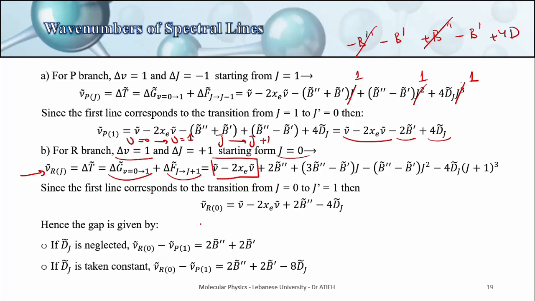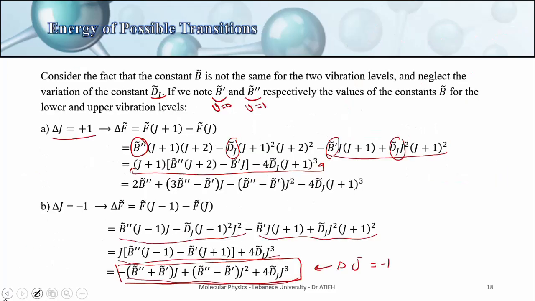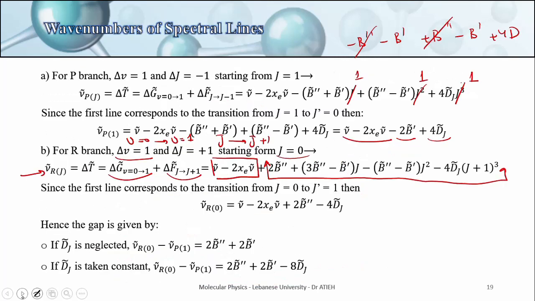It's the same as always, nu bar minus 2xe nu bar. And this is the rotational part. The rotational part was already found in the previous slide. Here it is. So I've just taken it and placed it in the second slide. So I've placed it here.